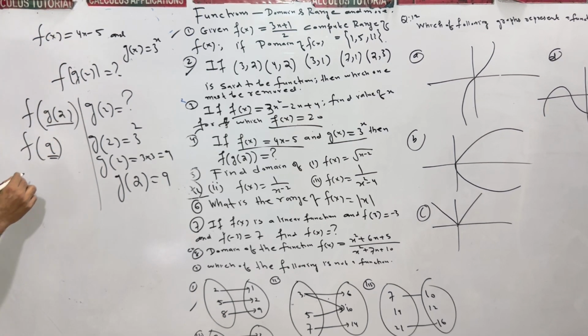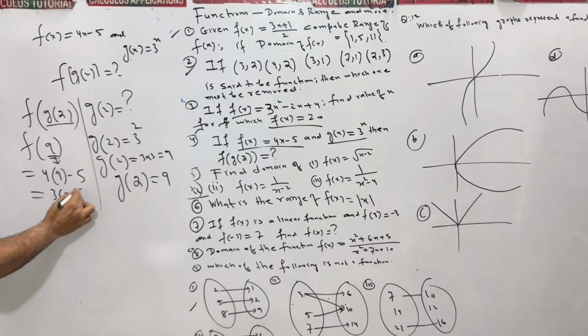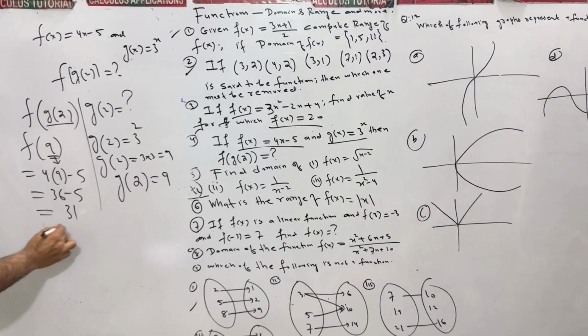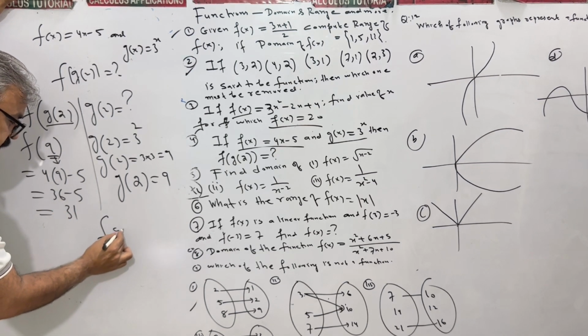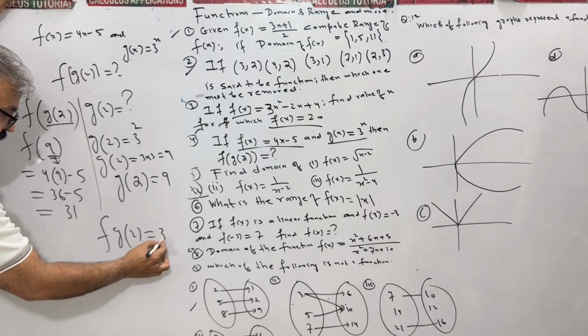That is our f of x. It's equal to 4 times x minus 5. Instead of x, we have to insert 9. 4 times 9 is 36, minus 5. 31 is the answer. The composition f of g of 2 is equal to 31.